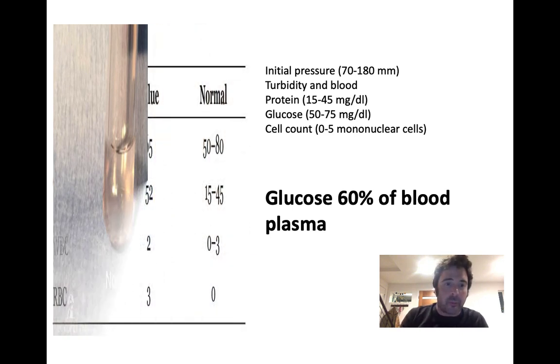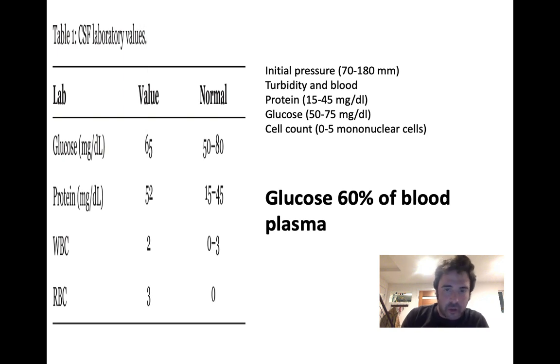We can also look for proteins, we can look for sugar levels, we can look at different cell counts. Glucose, as a general rule of thumb, the concentration of glucose in the cerebrospinal fluid should be about 60% of the concentration of glucose in the blood plasma. And glucose is really important in the cerebrospinal fluid because neurons rely on glucose to carry out cellular respiration or to make energy necessary to do the things they do to keep us alive.